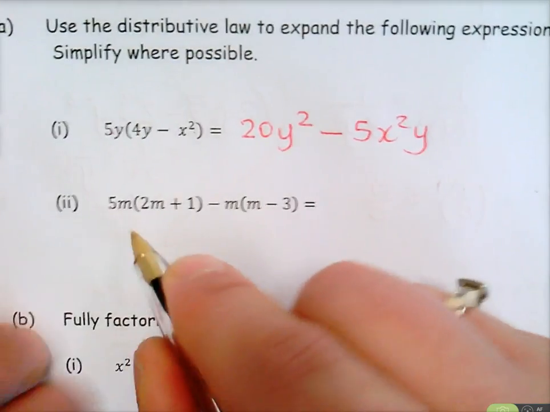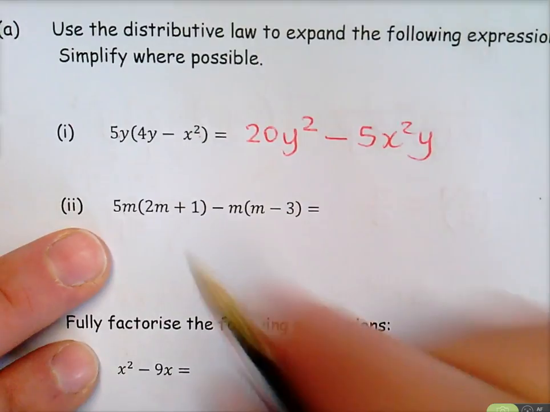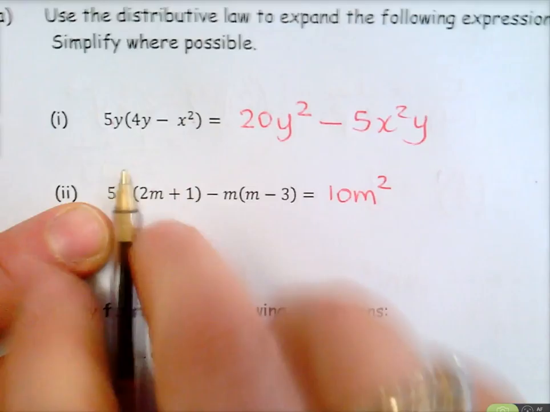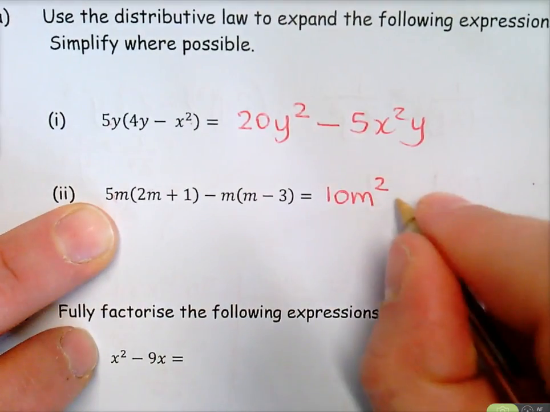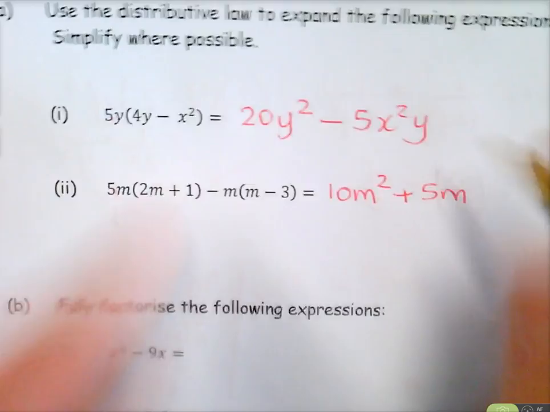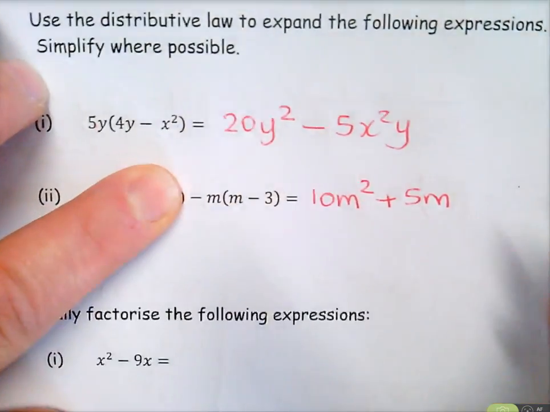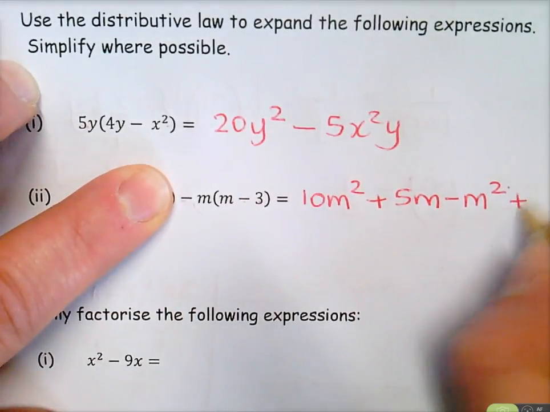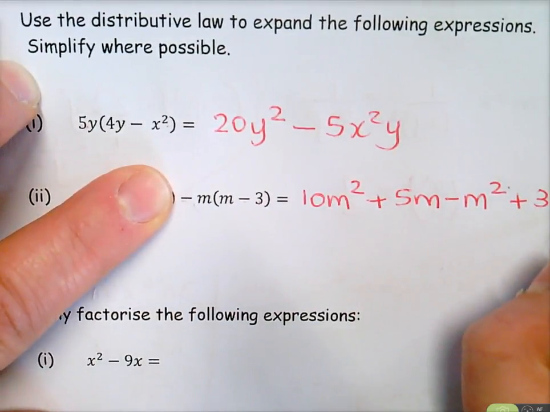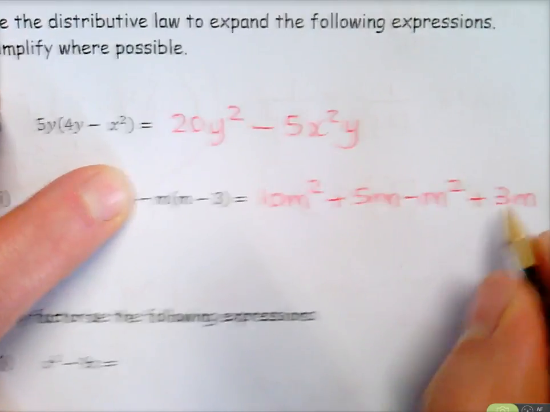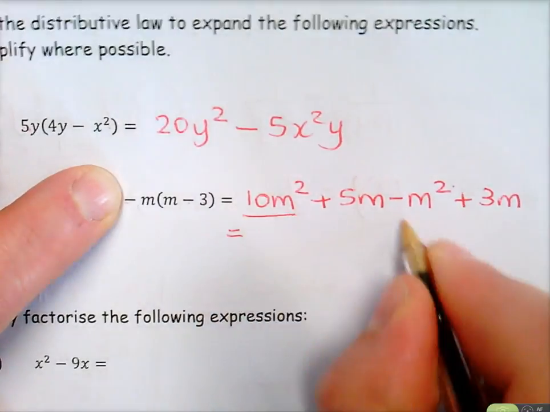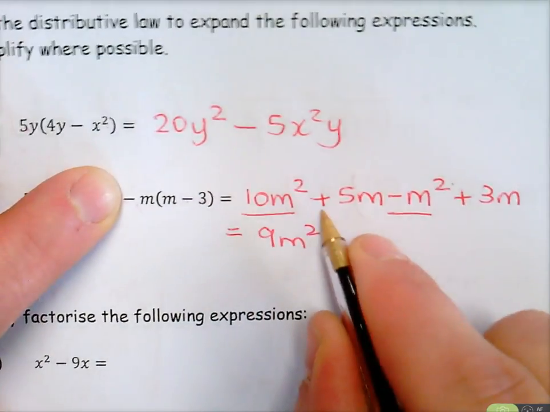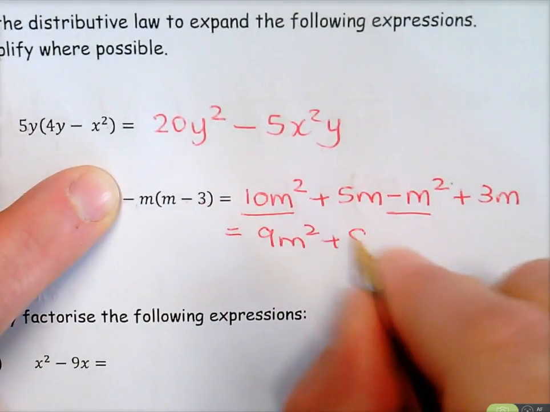The next one, expanding, be careful, some people made some silly mistakes here. 5m times 2m is 10m squared, that was one of them. 5m times 1, and they're both positive, is plus 5m. Then we cover up our first bracket. Negative m times m is negative m squared, and negative m times negative 3 is plus 3m. That was another mistake. A few people put take away 3m. And now our like terms are the m squareds. 10m squared minus 1m squared is 9m squared. And then we've got 5m plus 3m is plus 8m.